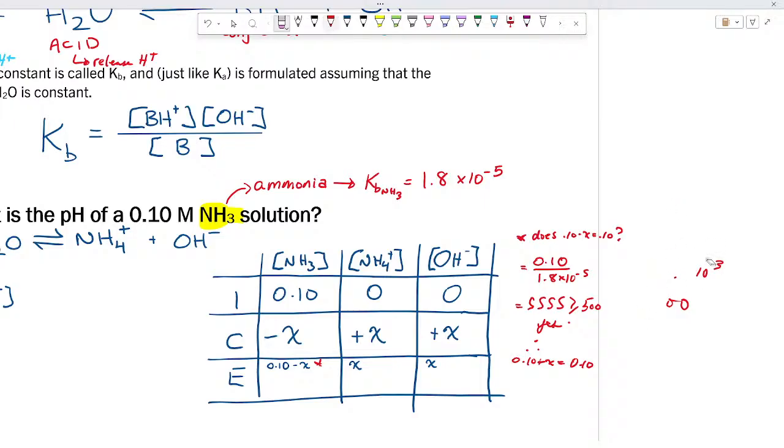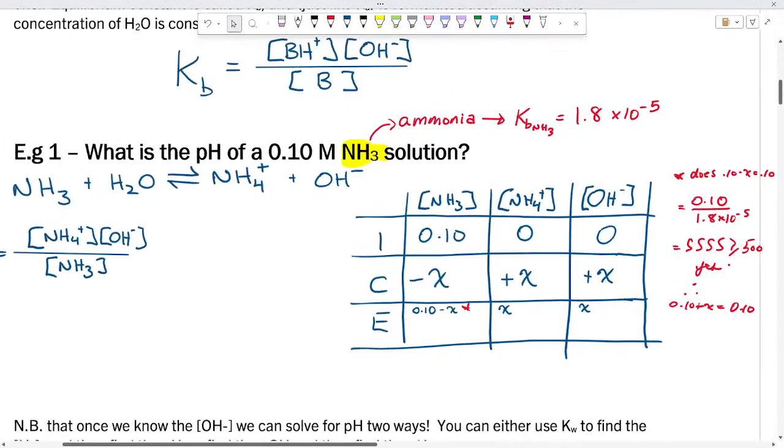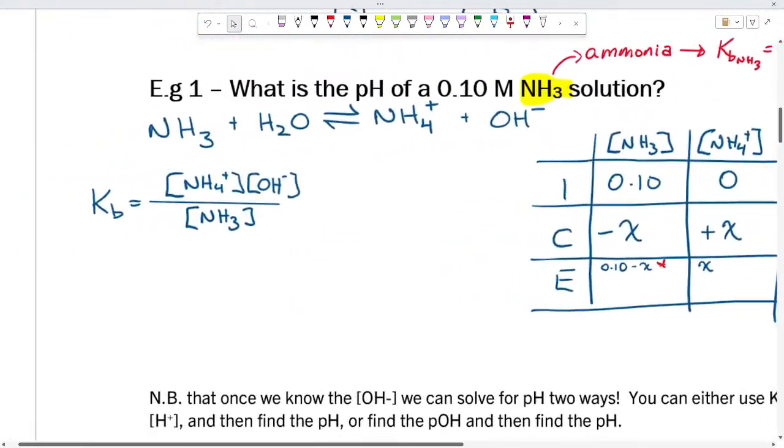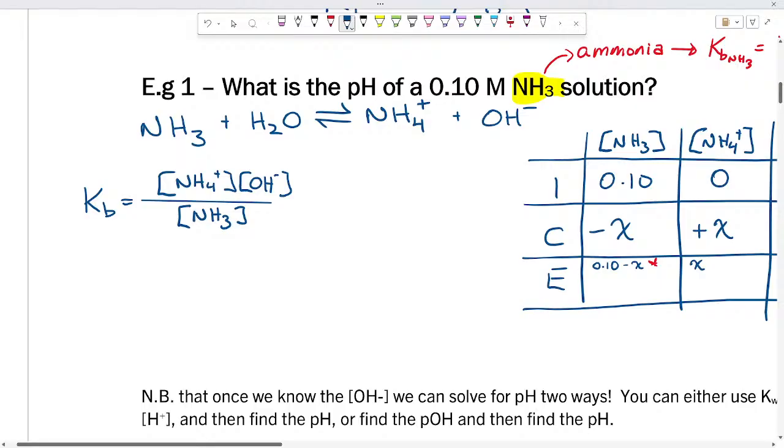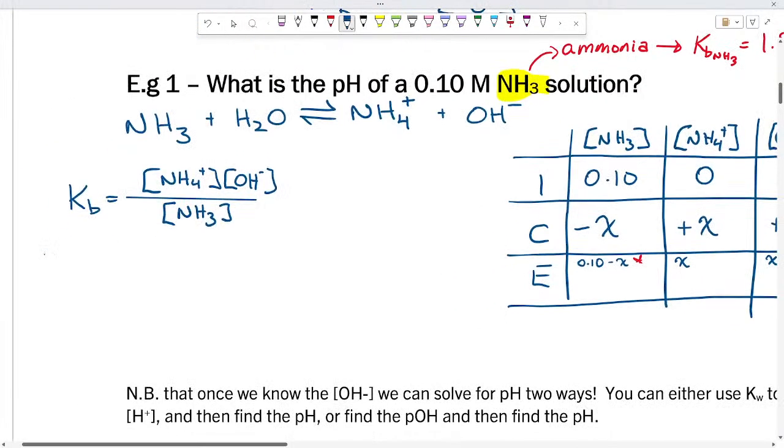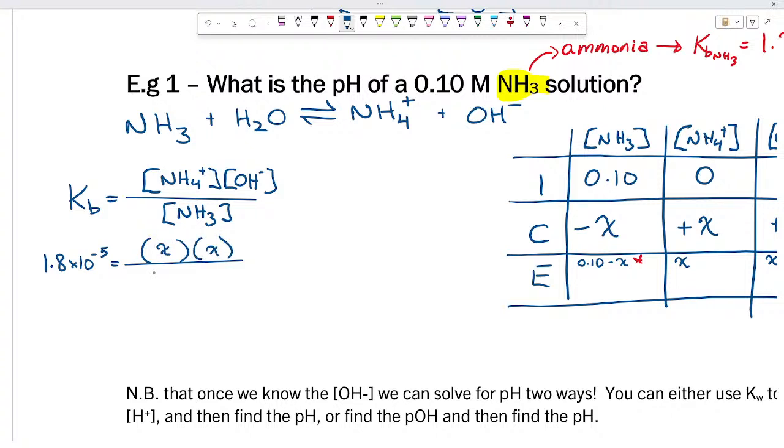Does that make sense? So that's going to make our lives easier, because when I go to do this one here, what is the Kb value again? 1.8 times 10 to the negative 5. And that's going to equal, what's going to go on the top here? X, and down here we said we can just write it as 0.10. What would our next line be?